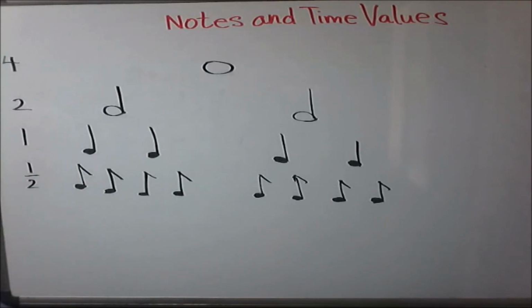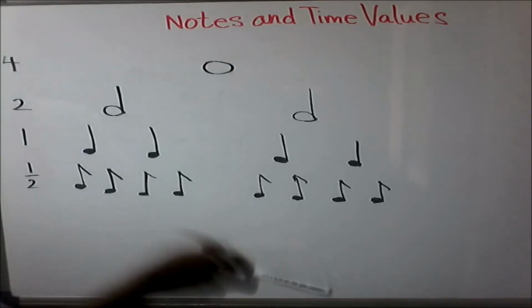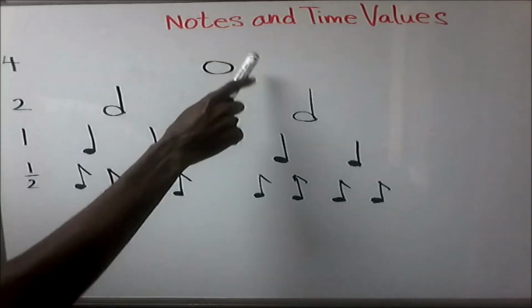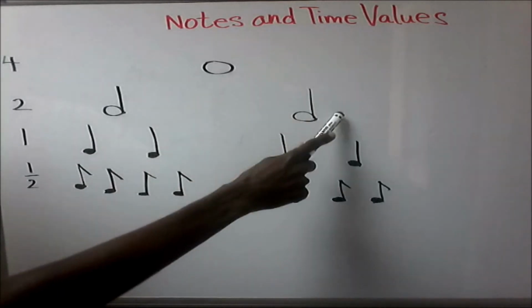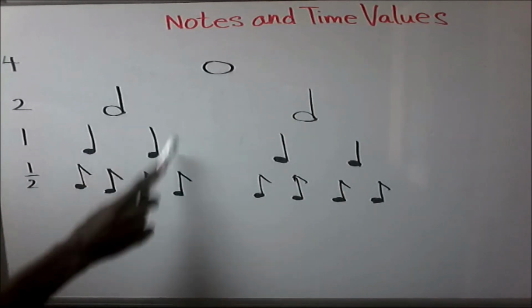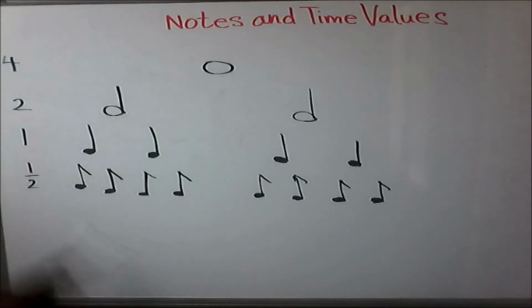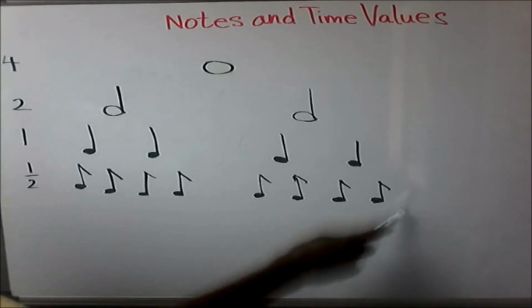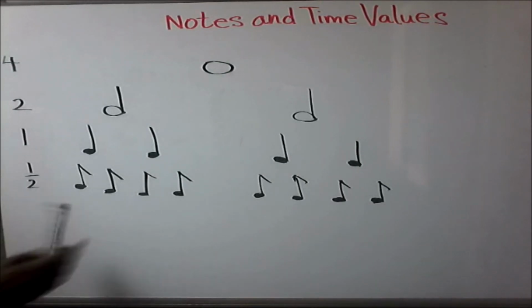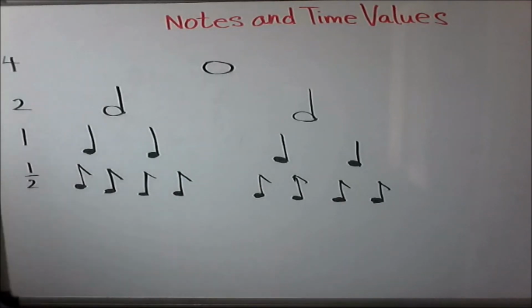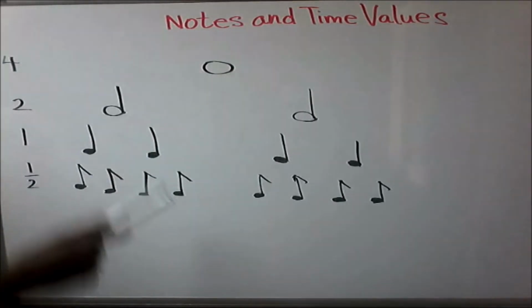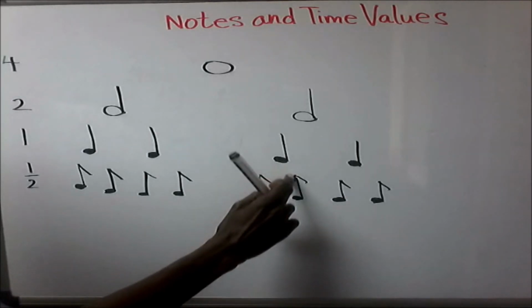If I had some folks clapping together, I would show them how to clap them all together. This would be 1, 2, 3, 4. This would be 1, 2, 1, 2. This would be 1, 1, 1, 1, and this would be 1 and 1 and 1 and 1 and. All of them would add up to 4 beats because of the relationship between the notes. So these are the time values of each note, and this is the relationship between each note.